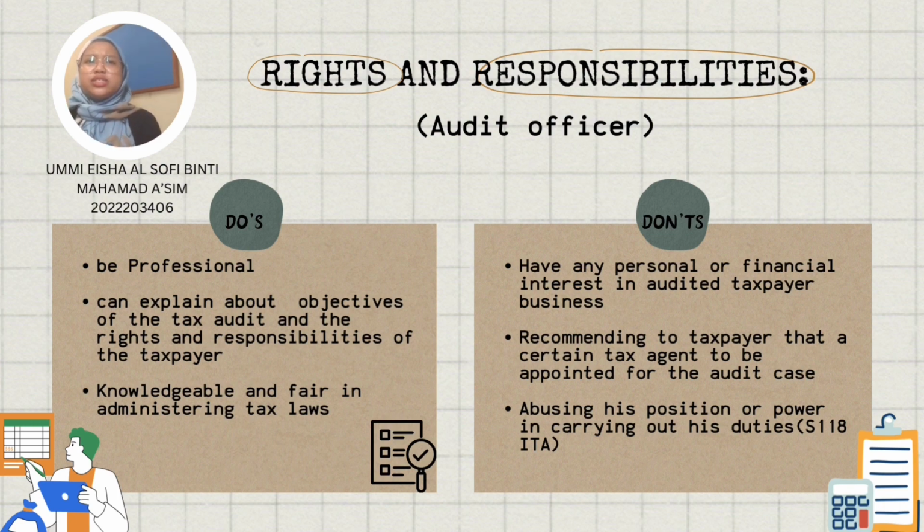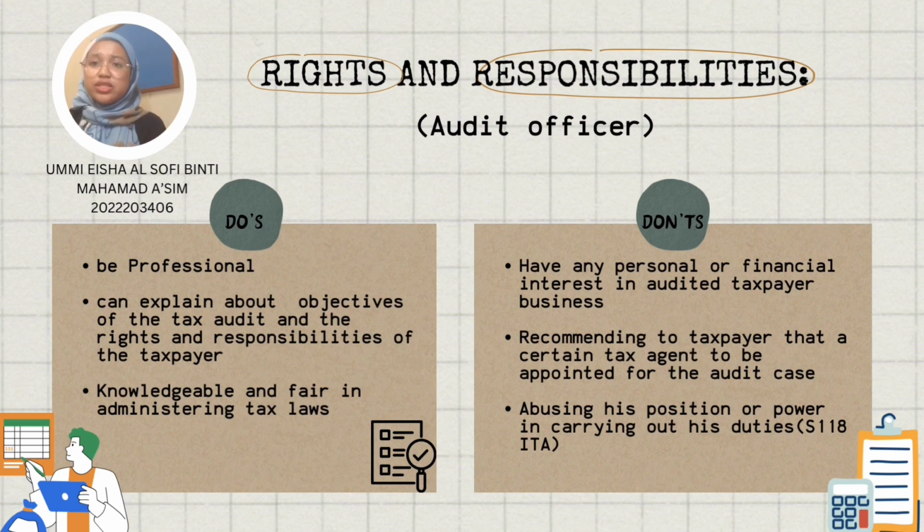An audit officer is expected to carry out his duties in the following manner. The first one is to be professional, well-mannered, trustworthy, and with integrity. The second one is to always be ready to give explanation on the subject of the tax audit and the rights and responsibilities of the taxpayer. The third one is to be knowledgeable and fair in administering tax laws.